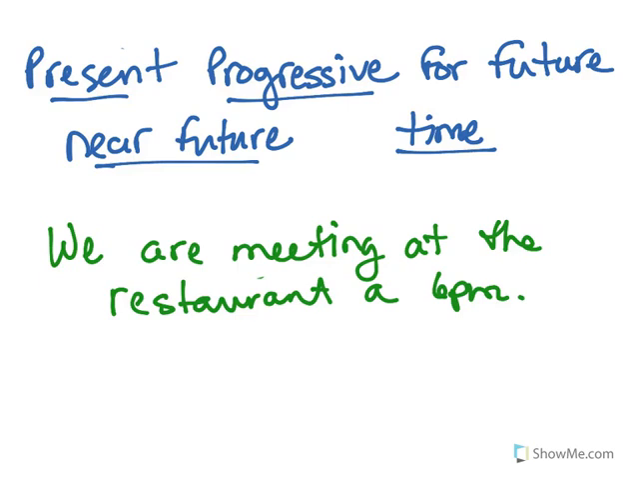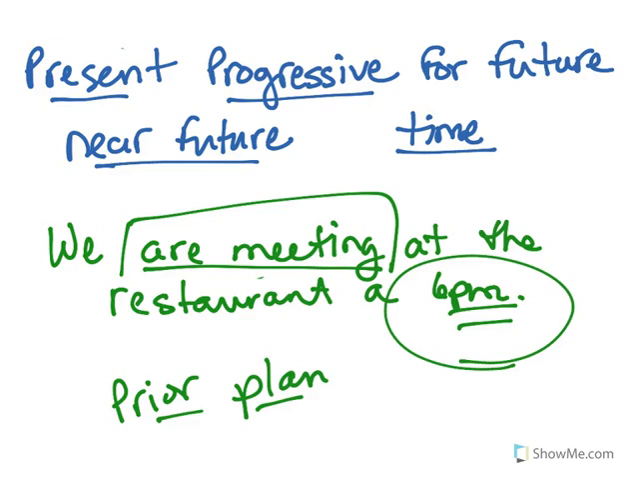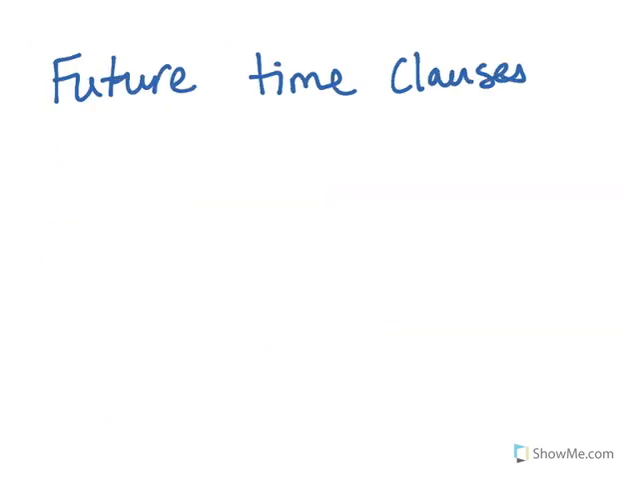So this is a future event. I'm using present progressive. I'm mentioning the time that it's going to happen, and it's going to happen very soon. So it is a prior plan. It is kind of similar to using be going to, but it's going to happen very soon, and I usually mention the time that it's going to happen.